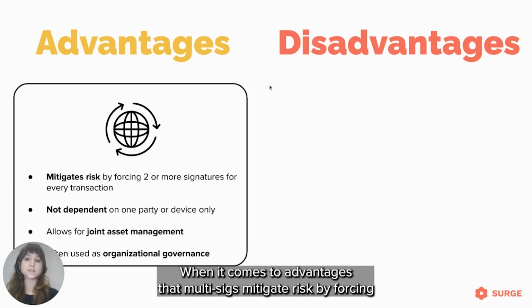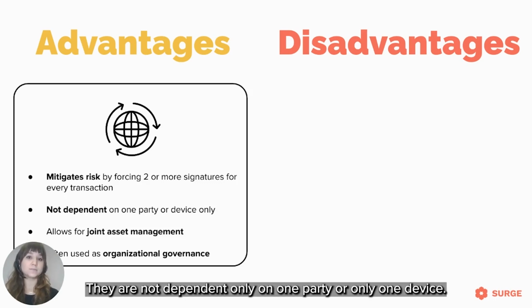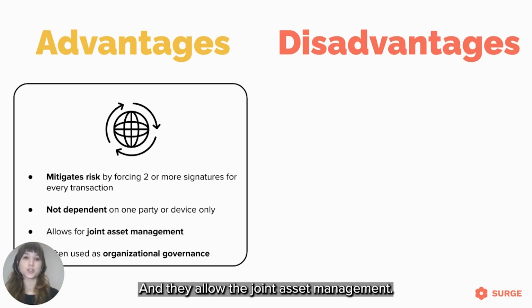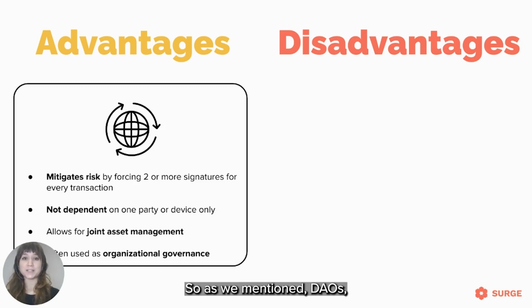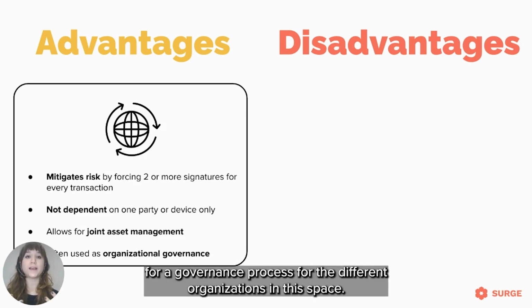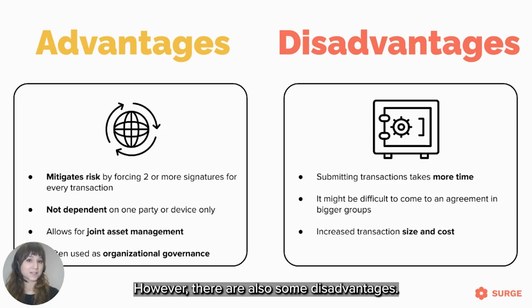When it comes to advantages, the multi-sigs mitigate risk by forcing 2 or more signatures for every transaction. They are not dependent only on one party or only one device, and they allow joint asset management. So it's a great tool for different DAOs to manage their funds. So as we mentioned, with DAOs, it's often used as a tool for a governance process for the different organizations in the space. However, there are also some disadvantages.